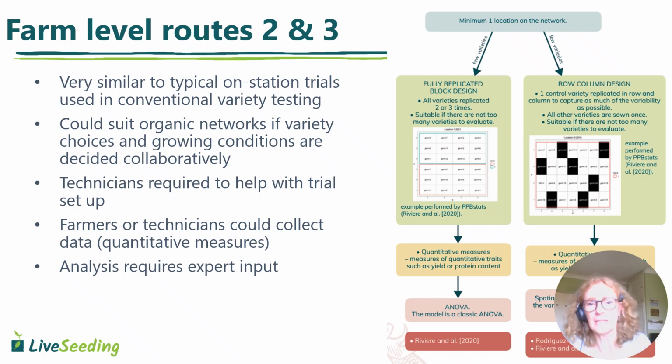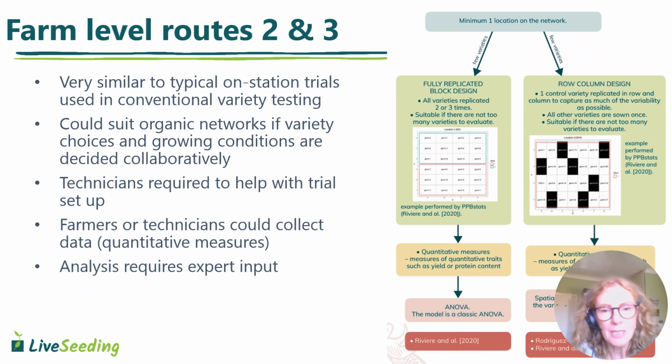Routes 2 and 3, to me, as a person who spent a lot of my career working in agronomic trials on research stations, look very similar to what you would see in an on-station trial. Not so much what you would see in on-farm trials, unless they're essentially using a farm like a research station, which sometimes is appropriate if you want one of these more complicated replicated trials conducted under organic conditions. But it could suit organic networks if variety choices and growing conditions are decided collaboratively. So it could still be a participatory trial conducted on a research station or on a farm that's acting like a research station.